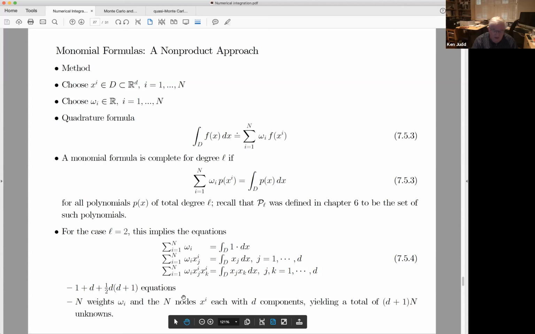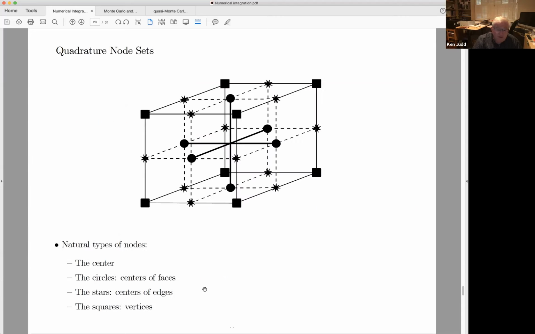Now the key thing is that the number of degree 2 monomials in d-dimensional space is roughly 1/2 d squared. And so imposing exactness means you only need to find d squared points and weights.